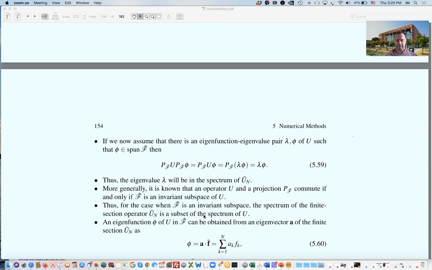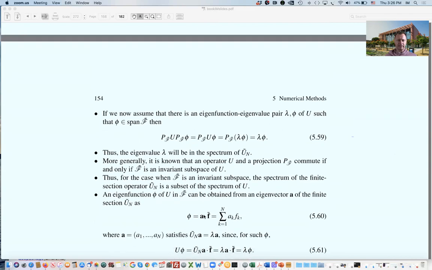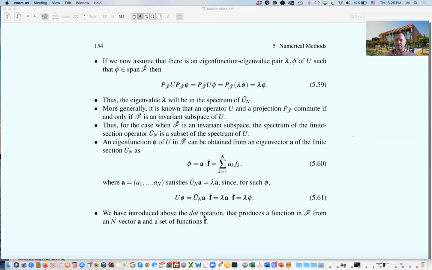So now, remember, we now know how to compute the finite section, and we are interested in computing approximations to eigenfunctions and eigenvalues. So let's start by assuming that there is an eigenfunction, eigenvalue pair, lambda and phi, such that phi is an element of the span of f tilde. So it's really in the finite dimensional subspace.